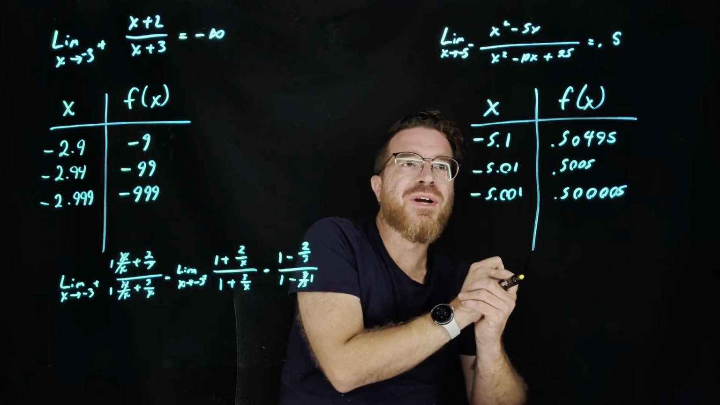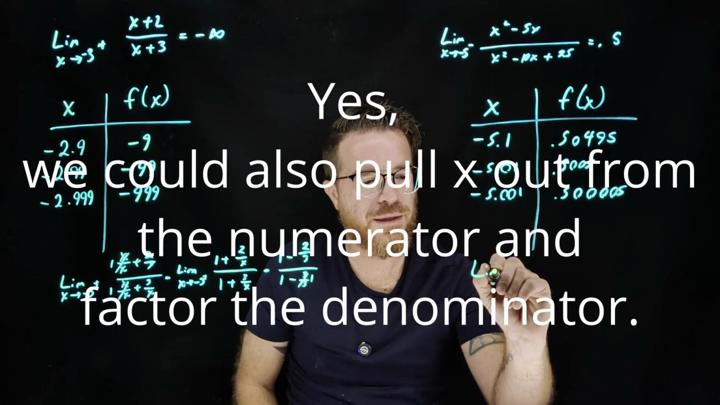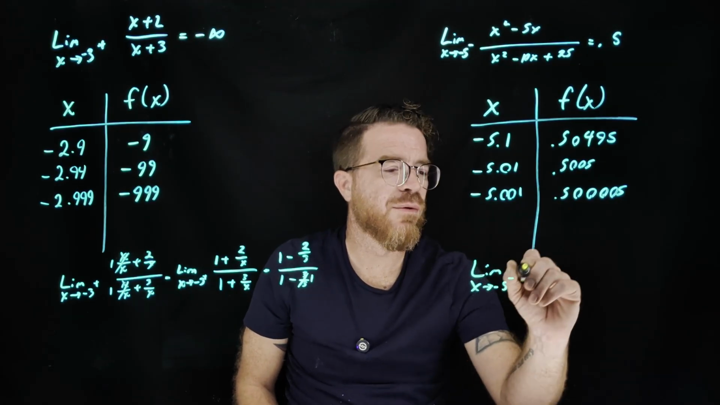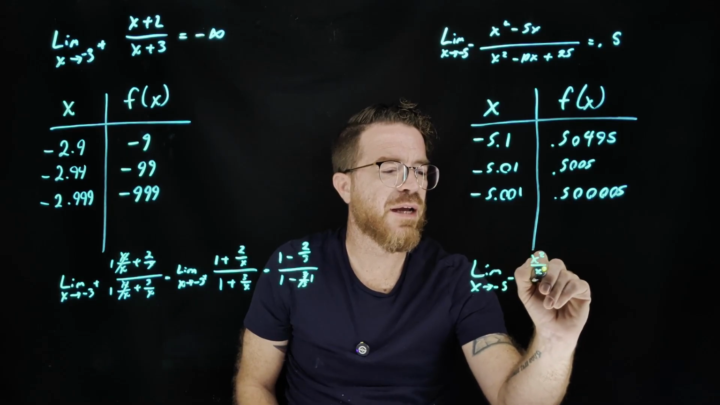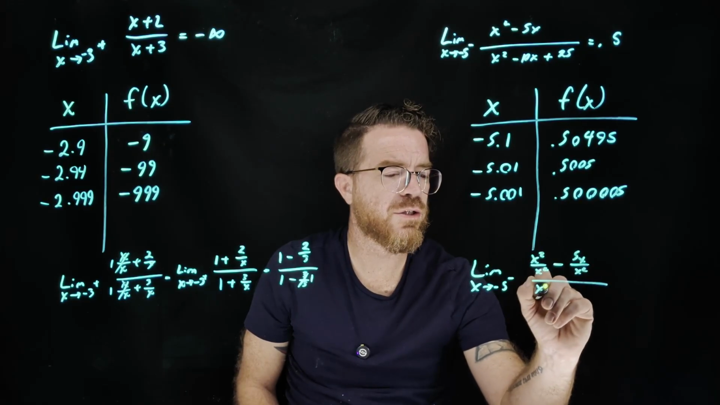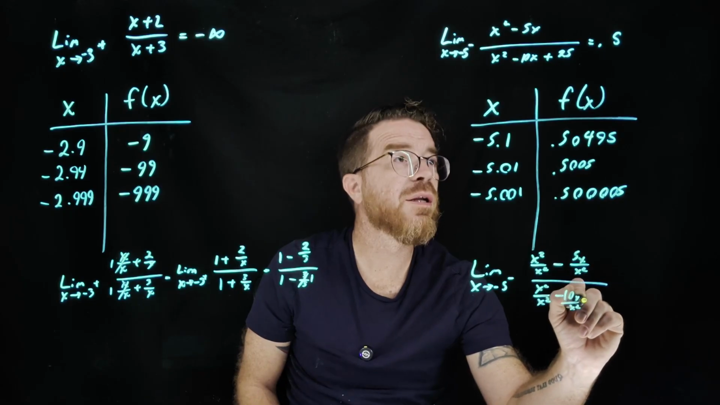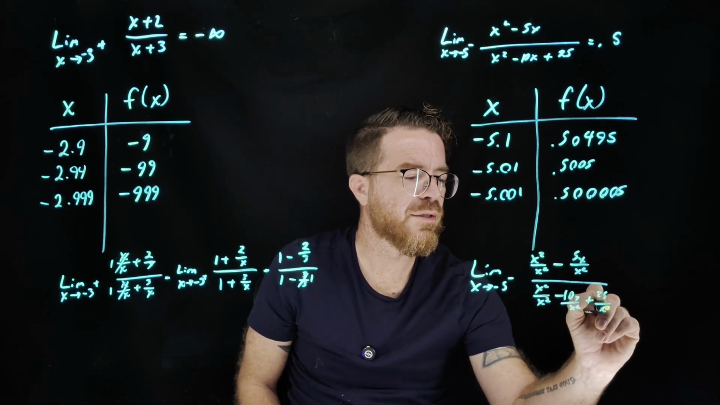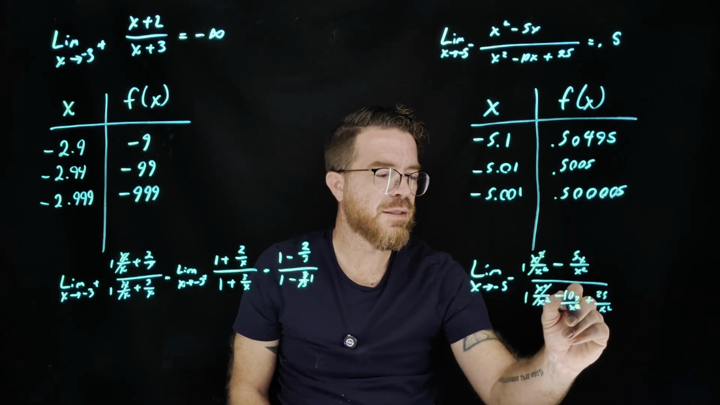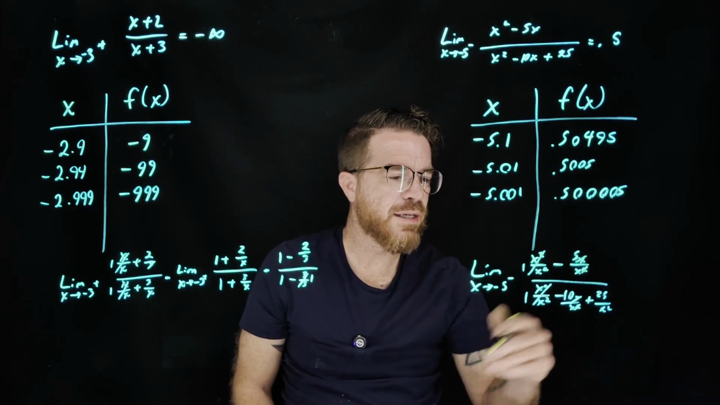Same idea with this one. If we decide to divide by x squared, we're going to end up with the limit as x approaches -5 from the left. We're going to have x squared divided by x squared minus 5x divided by x squared, divided by x squared divided by x squared minus 10x divided by x squared plus 25 divided by x squared. So what's happening here? Well, this term's going to go to 1. This term's going to go to 1. This is going to go to 10 over x. This one is going to go to 5 over x.